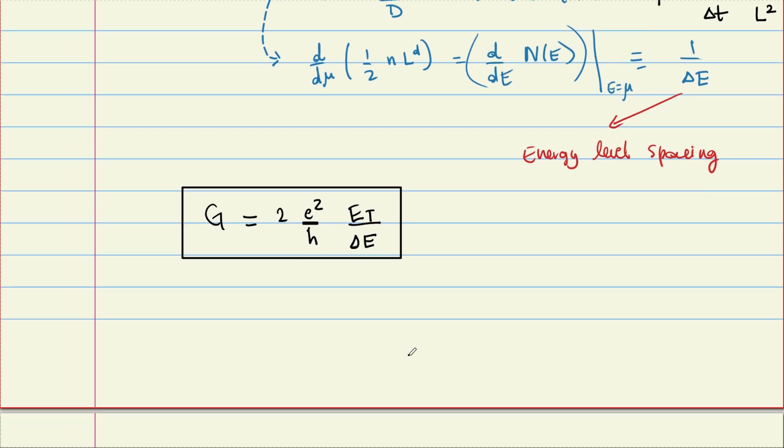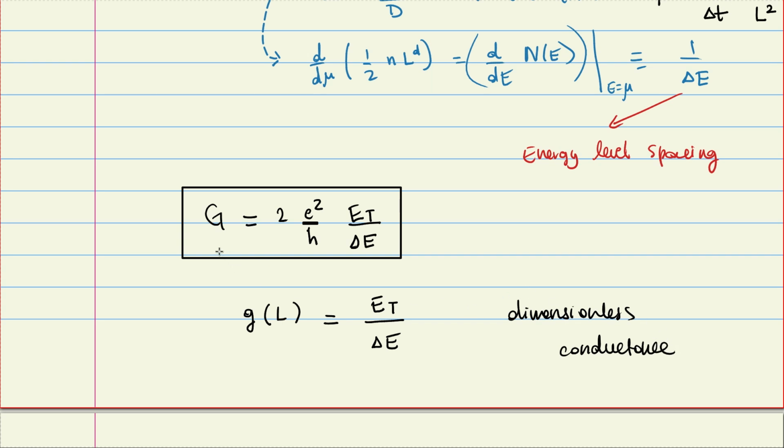Then from here, I can write this G, which is going to be size dependent because, as we know from numerics, the spectrum is size dependent and the gaps are going to be size dependent. We can define this so-called dimensionless conductance as E tau s divided by delta E. And this is the dimensionless conductance.